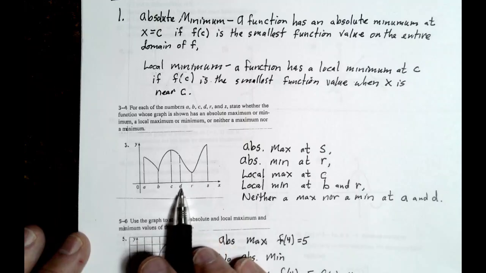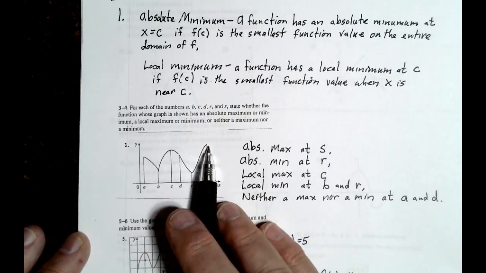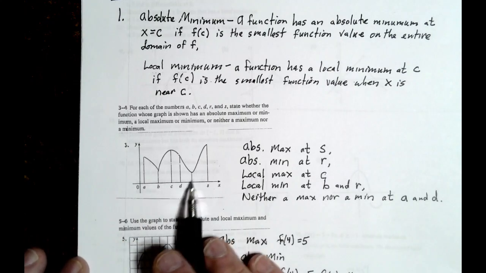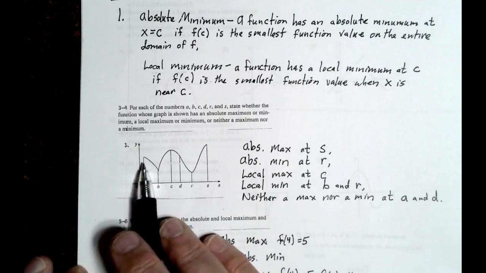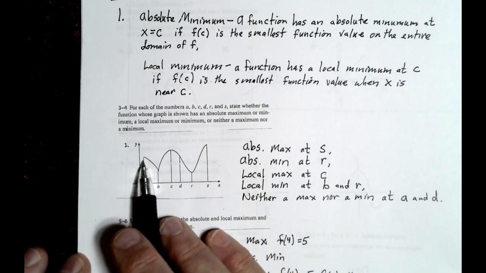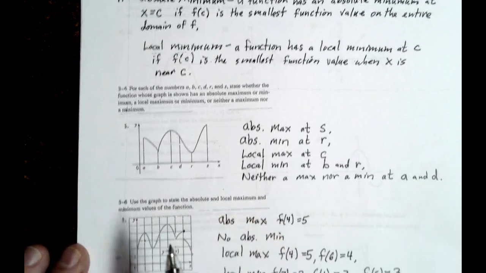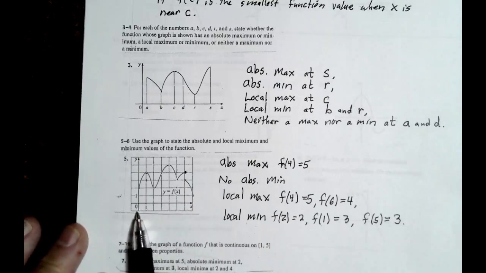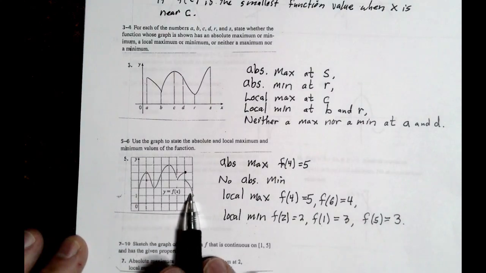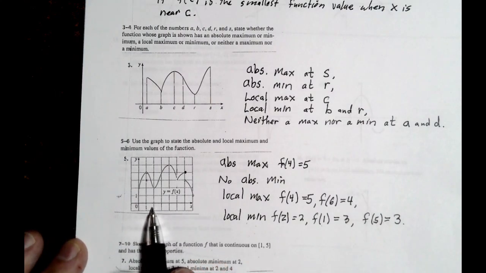So now here they talk about where you have absolute max or mins, local max or mins, or neither. You have an absolute min at R, you have an absolute max at S, and you have local mins at B and R. You have local maxes at C. You have neither a max nor a min at A or at D. Now here you have an absolute max here at 4. There is no absolute min because this is a hollow circle there.